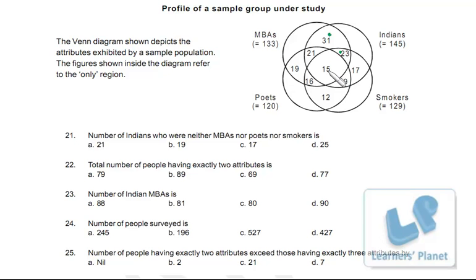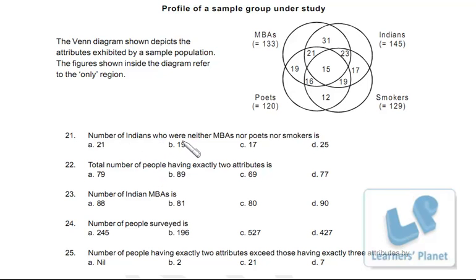Okay, now this 15, it is coming under 4 circles, right? So some MBAs are poets also, smokers also, and they are from India, right? So this is how we can get the information from this Venn diagram. Now once we are clear how to read this Venn diagram, we can answer all these questions very easily. Now we take the first question.